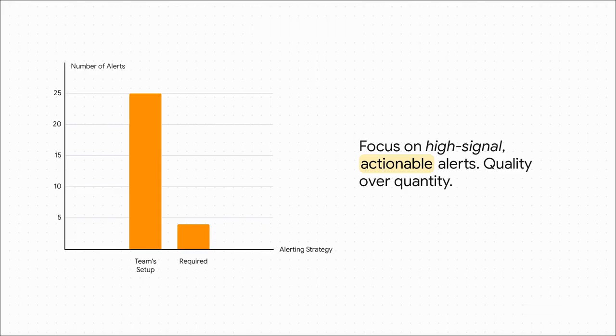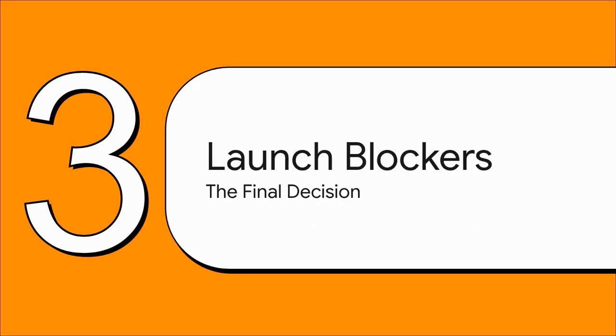Is our error rate too high? Is latency spiking? Is the whole system about to fall over? That's really it. It's all about quality over quantity. So there we have it. We've gone through all 4 pillars. We've definitely seen some good stuff, but we've also uncovered some really critical gaps.